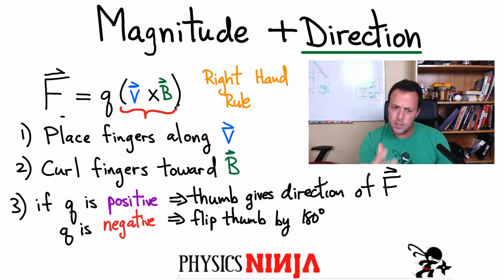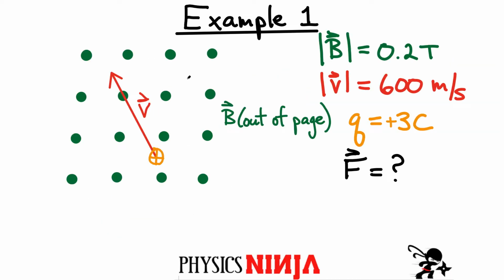Okay, so it's really three simple steps. What we have to do now is simply apply them to particular problems. So let's go ahead and do that. I got two examples where we're going to apply the right-hand rule to find the direction of the force. Okay, so here's example one.